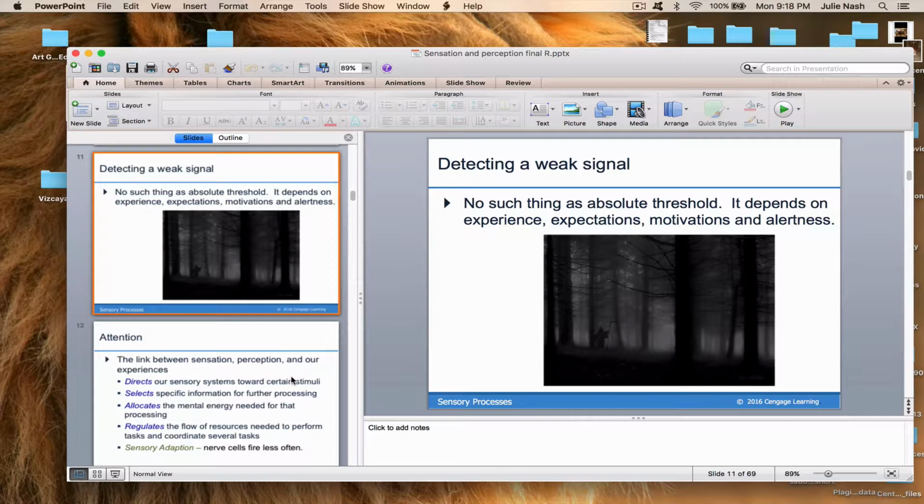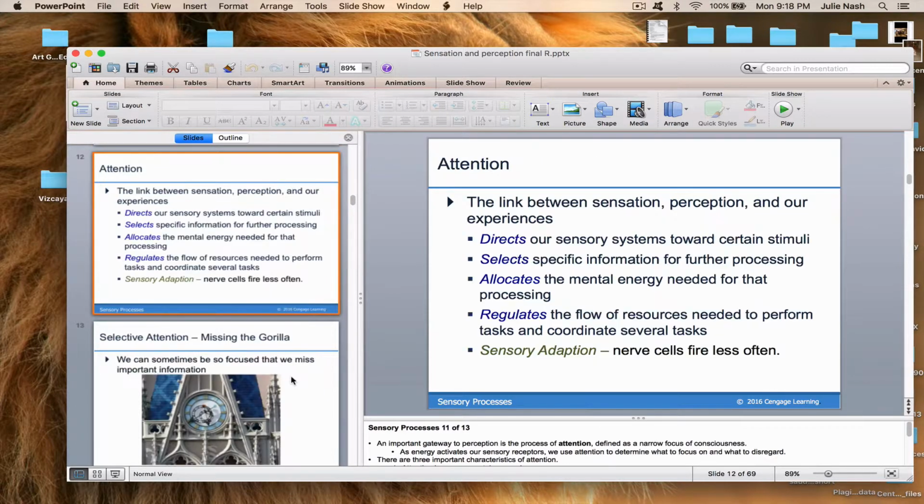And there it is, the definition. So we detect things according to our experience, our expectations, our motivations, and how alert we are. So like I said, when you're home alone, you're a little bit more alert. Or if you just watched a scary movie and you're home alone, even more so, right? Because you have an expectation, you've just had an experience, you're very much alert because this movie has kind of set you in that tone.